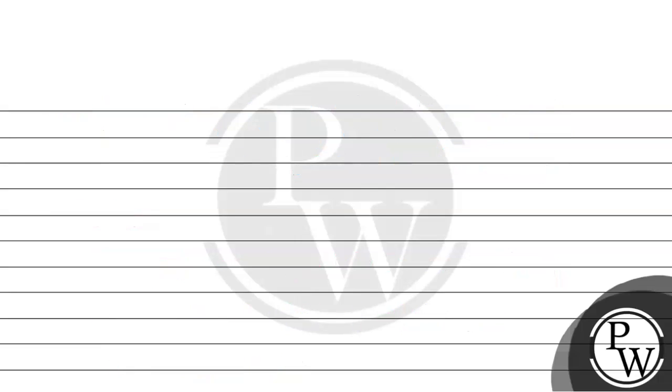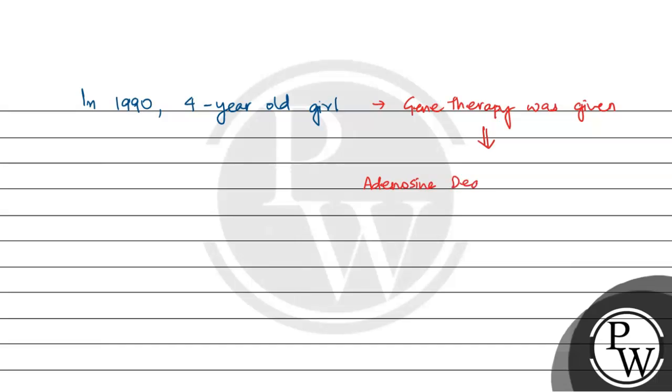सो बेसिकली इन 1990 एक 4 year old गर्ल को this therapy was given, or the gene therapy was given to treat adenosine deaminase deficiency या ADA deficiency.